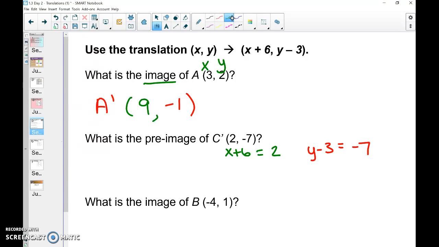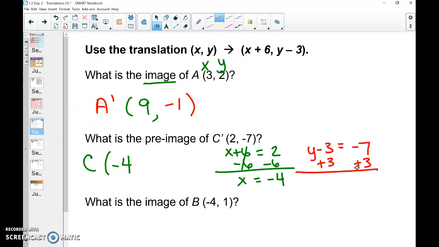So it's really just a matter of solving for x. If I move 6 over, then I get that x was originally -4. So the x-coordinate for C, not C prime, just regular C, was -4. The y-coordinate was also -4. So that means C was originally at -4, -4. It moved right 6 and down 3. And that's how we got from this number to this number and this one to this one.